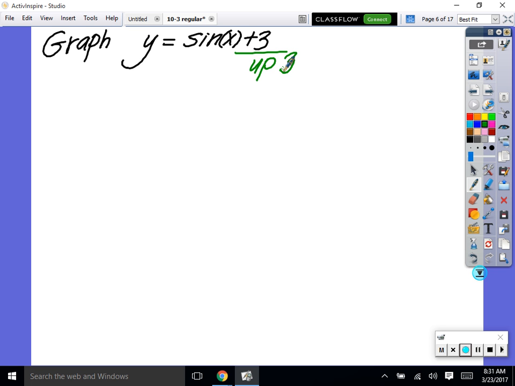Let's all list out everything we need to know to graph sine. We need to know our amplitude, which is 1. My period for sine is 2 pi divided by b. Notice b is in front of x, right? B theta. So 2 pi divided by 1 is 2 pi.